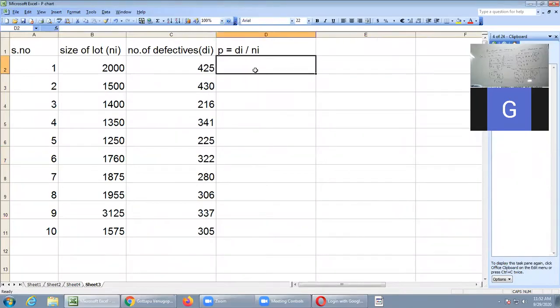First step is you will calculate DI. So press equal to button. DI by NI is changing. So DI divided by NI is also changing. So select that one and then press enter. Automatically you can drag. You will get the remaining values.